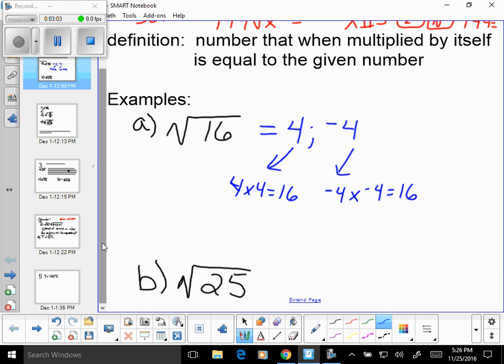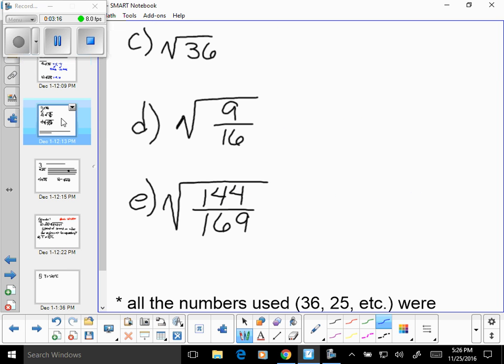If we look at example B, you should be able to tell me that the square root of 25 is 5 and negative 5. You try C. Yes, it's 6 and negative 6. So what do we do with D?